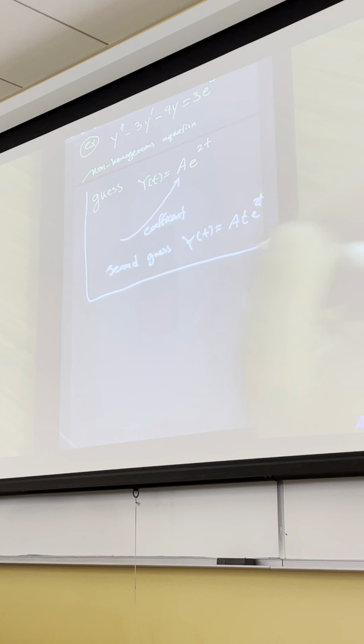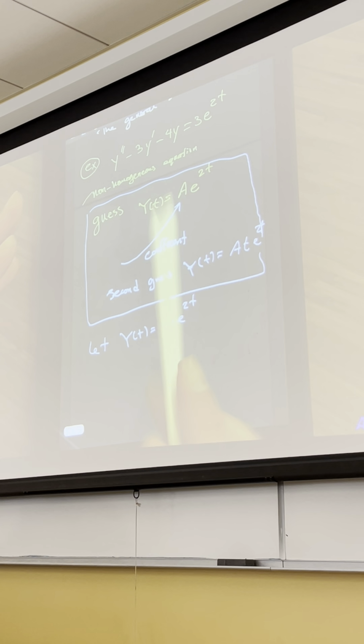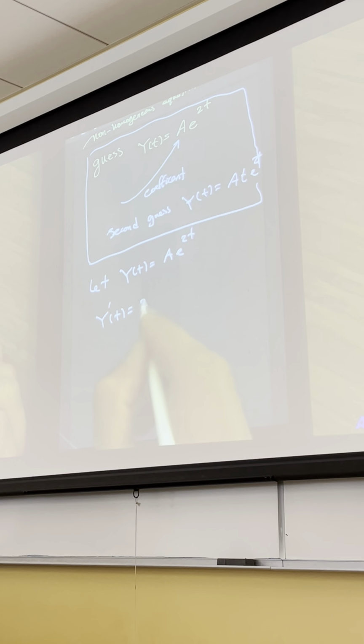So these are our guesses. So let y of t be a e to the power of 2t. Does anyone understand why we came up with this guess? Because you're taking its derivative, second derivative, combining it, you still get e to the power of 2t. And so that totally makes sense. So then its derivative is what? 2a e to the 2t. And then its second derivative?